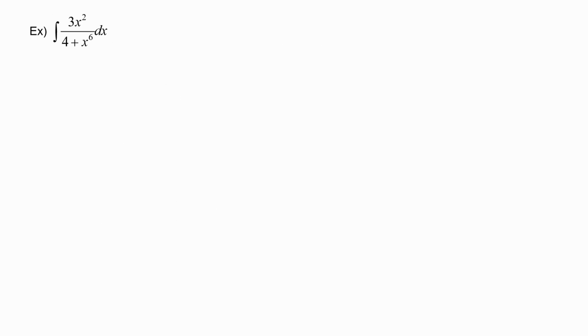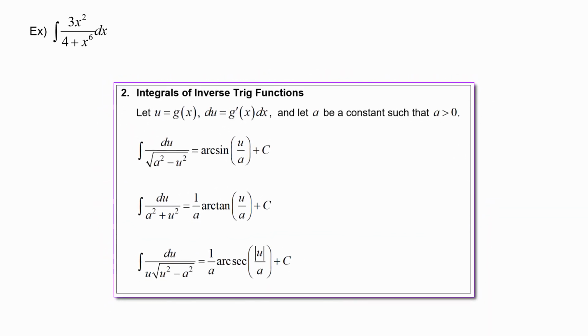In this example, we have to integrate 3x squared over the quantity 4 plus x to the 6th dx. Referring to the integrals of inverse trig functions, we see that this integral looks the most like the formula for arctangent because there's no square root in the denominator. So we expect that we will be trying to set up our integral into the form of du over the quantity a squared plus u squared. And that will result in 1 over a arctangent of u over a plus c.